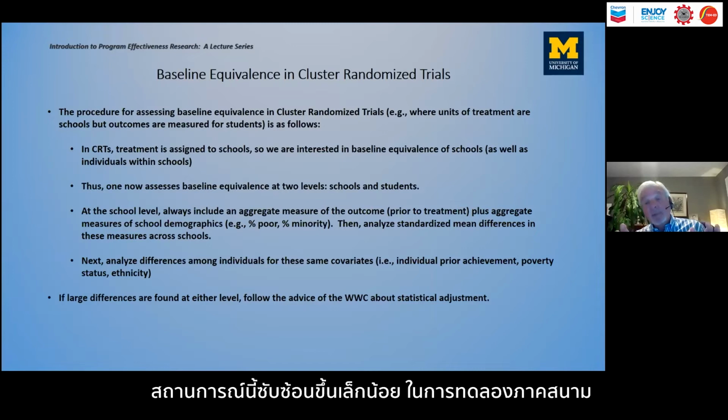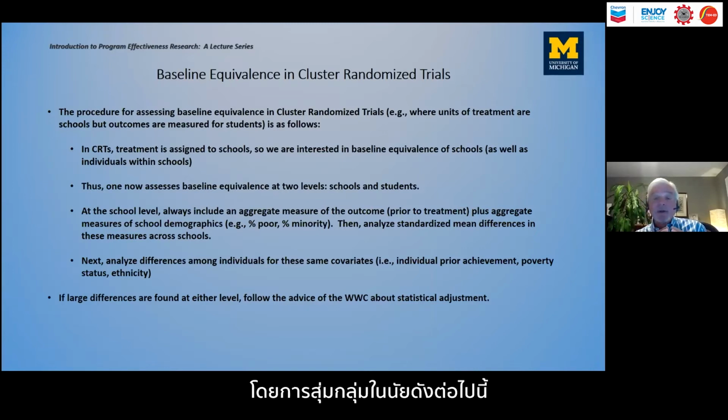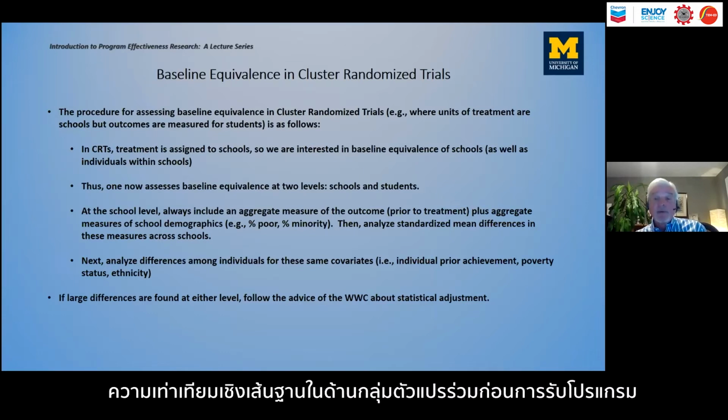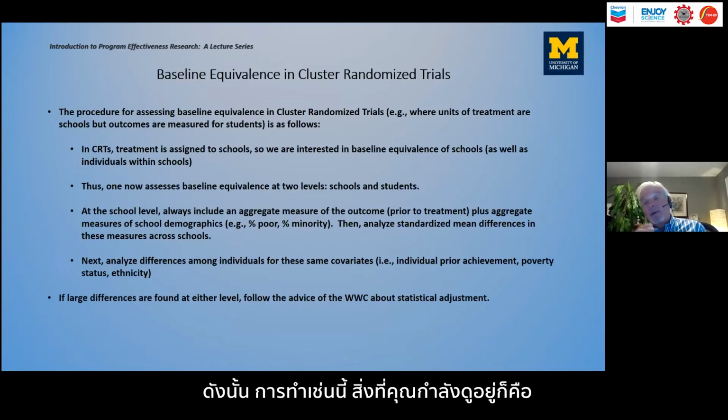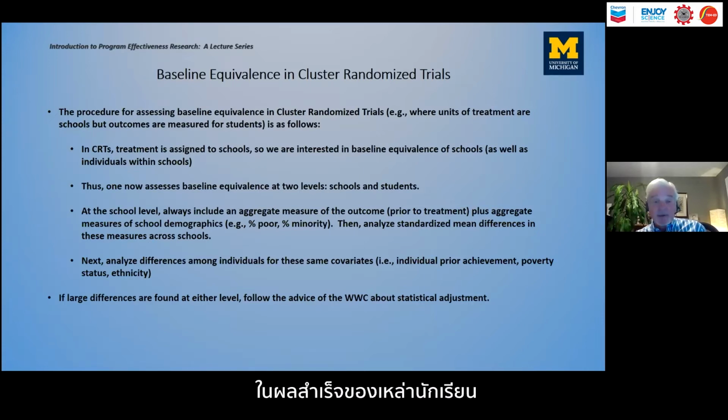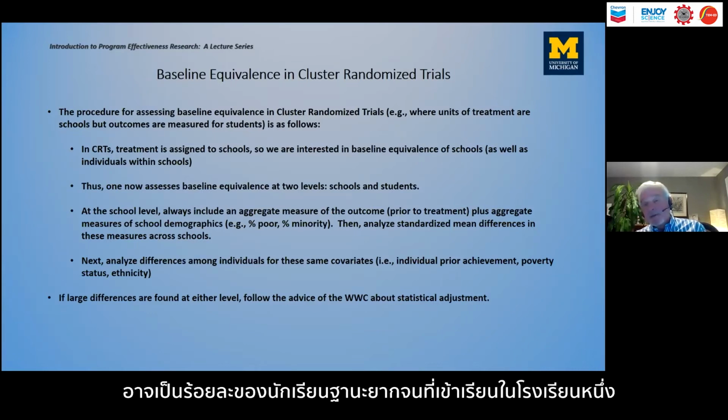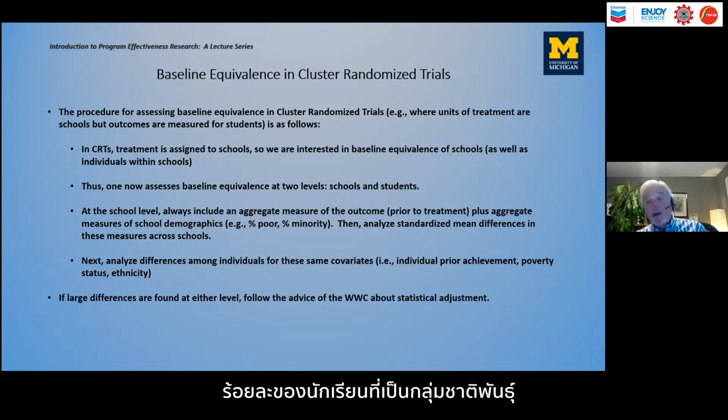The situation is a bit more complex in cluster randomized trials in the following sense. Here, we're assigning treatments to schools, and so we want to see baseline equivalence on pretreatment covariates at both the school level and then at the student level. So to do that, what you're looking at is think about confounders at the school level that might predict average differences in achievement among students. And those would be like the percentage of children in poverty attending a school, the percentage of minority or non-native language speakers or non-standard language speakers.